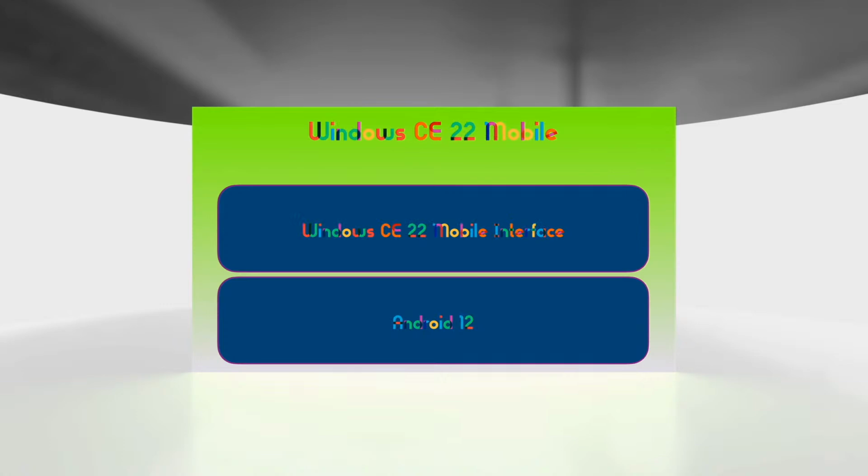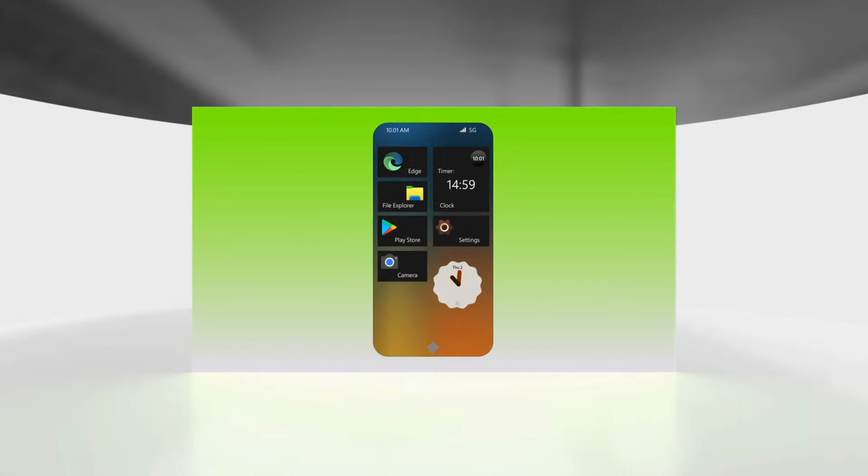where we're going to base it off of Android 12, and it has the Windows CE 22 mobile interface on top of it, which means that it has all of the Android features, such as the Play Store, widgets, and advanced customization, and a whole lot more. And this new Windows CE 22 mobile is entirely based off Android. That means that you can even have Android widgets on it as well.